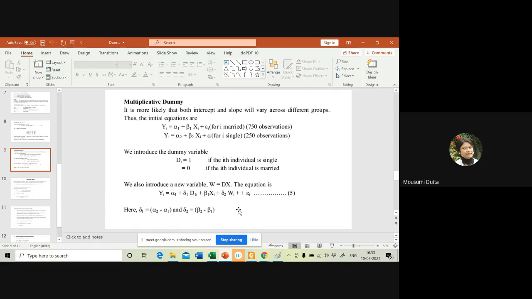So when you are putting di is equal to 1, you are getting back the equation number 2: yi is equal to alpha 2 plus beta 2 xi plus epsilon i. Am I right? Yes, ma'am. Okay. Now you put di is equal to 0. It's very easy: yi is equal to alpha 1 plus beta 1 xi plus epsilon i. Are you getting it?